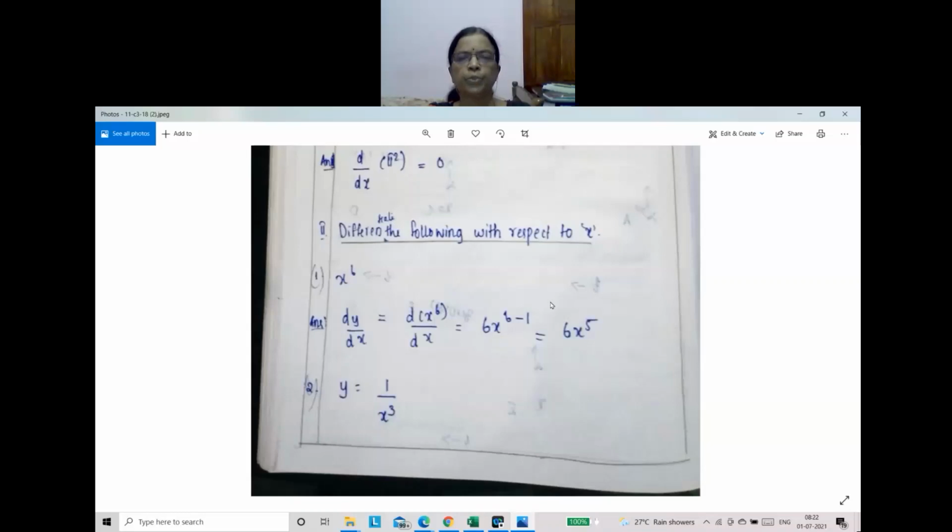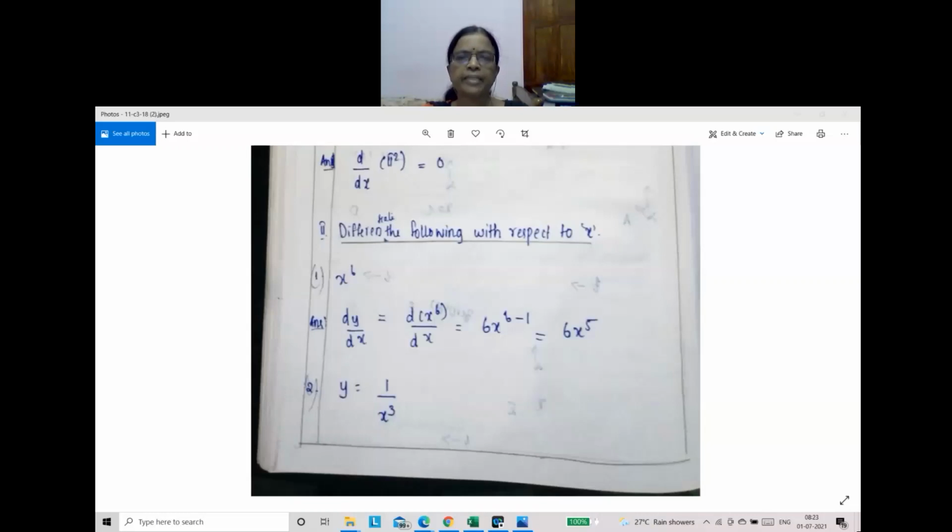d by dx of x cube. What will be the answer? All of you write d by dx of x cube, right, children? Take a notebook. Always keep a notebook or rough book with you. d by dx of x raised to 3. Apply the formula and tell. The formula is n x raised to n minus 1.